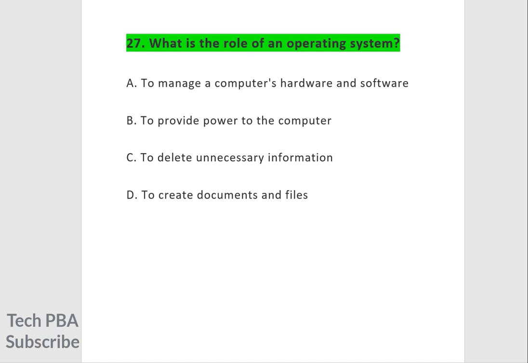Question number 27. What is the role of an operating system? The correct answer here is option A, to manage a computer's hardware and software. The operating system, like the Windows operating system, for example Windows 10, has so many roles or functions, but one of the major ones is, in this case, option A, which is to manage a computer's hardware and software.